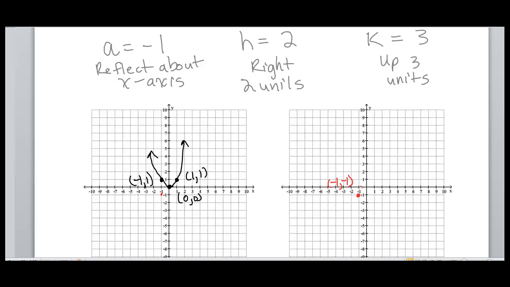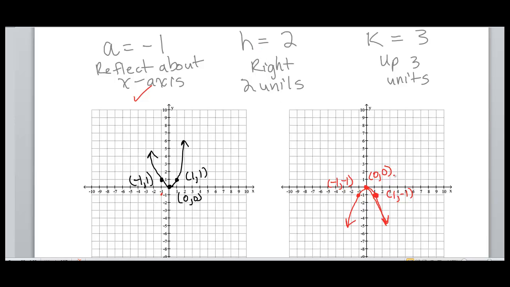The point (0, 0), well, it's on the x-axis, so when I reflect it, it's still going to be on the x-axis. So that's going to be the point (0, 0). And last but not least, the point (1, 1). Since it's above the x-axis, if I reflect it, it's going to be below in the same spot. And that coordinate is going to be (1, -1). And so I get a parabola that looks something like that. That's a better representation. And so that is my parabola, and I've reflected about the x-axis.